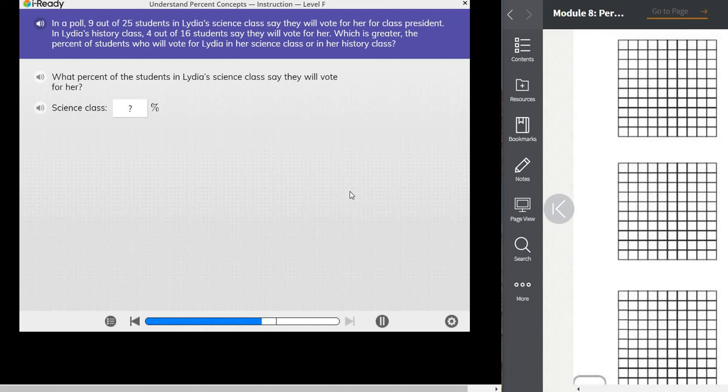Well, hey everybody, Mr. Reeves back with you, and in this video today we're going to look at 3 different ways to change a ratio to a percent.